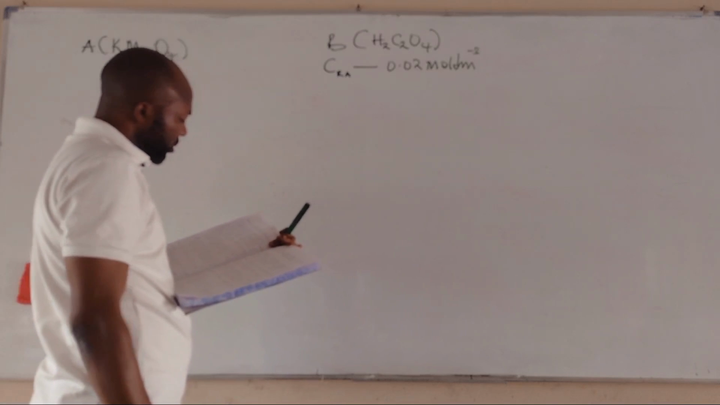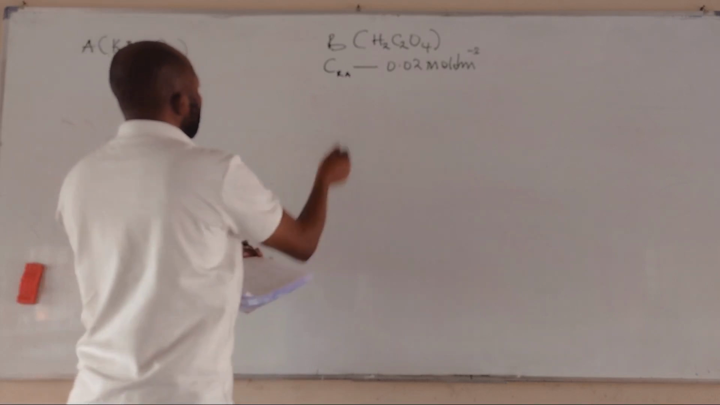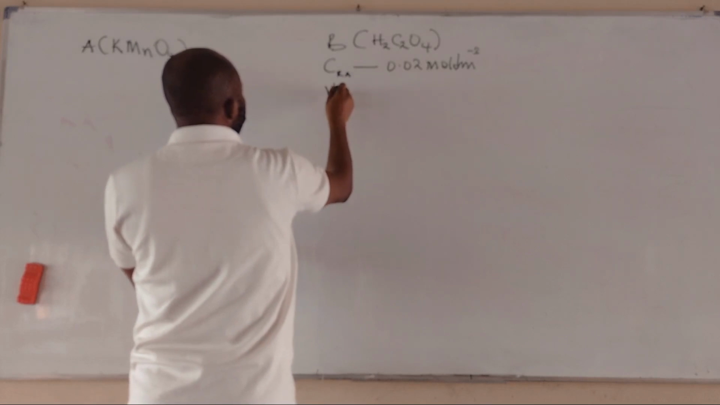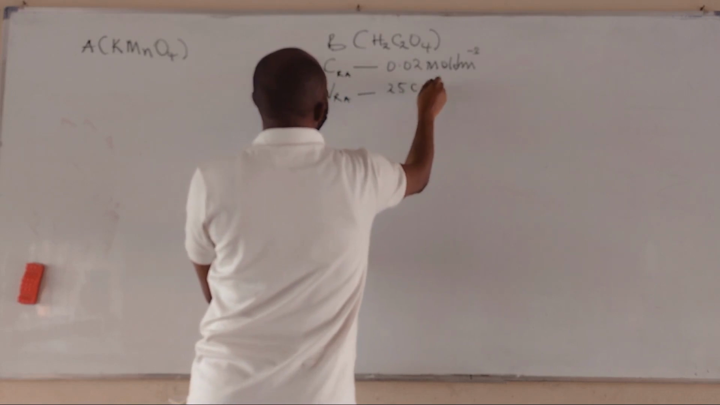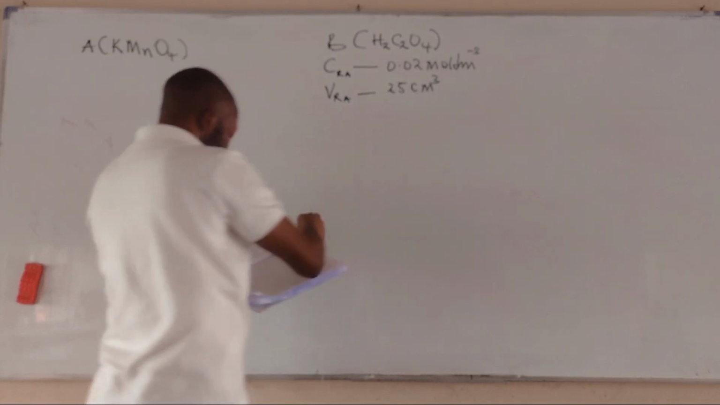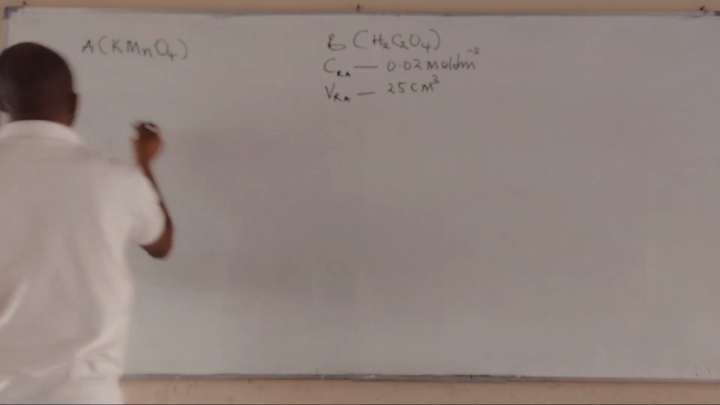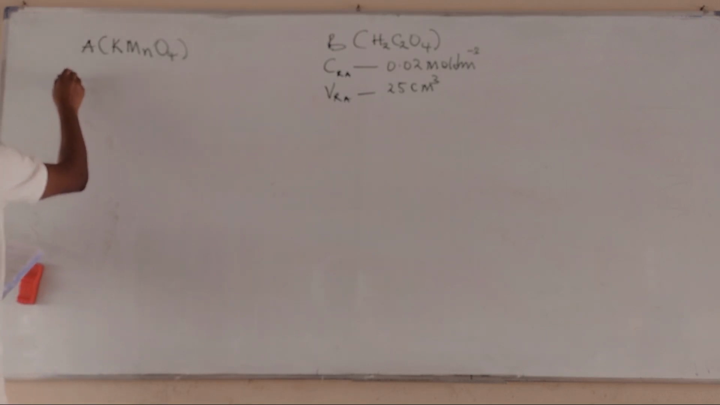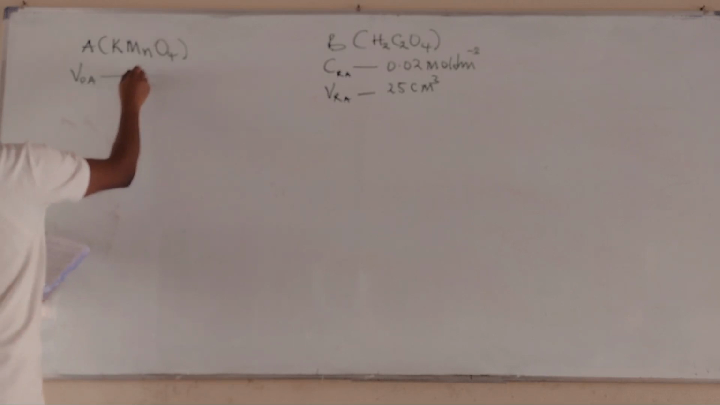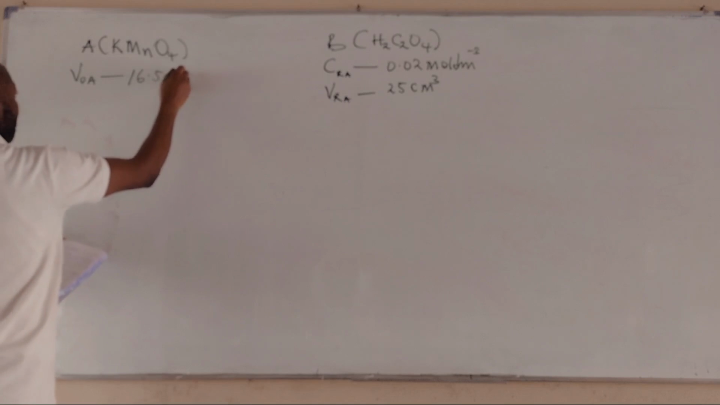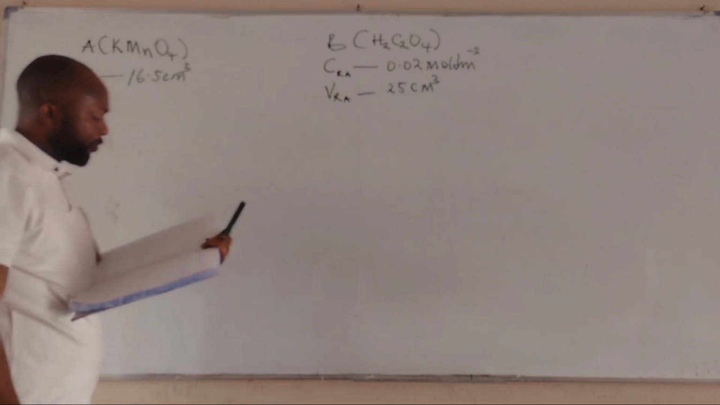Okay, solution C. If 25 cm cube of solution B, the volume of the reducing agent, reacts with 16.5 cm cube of A, the volume of the oxidizing agent, for complete oxidation.